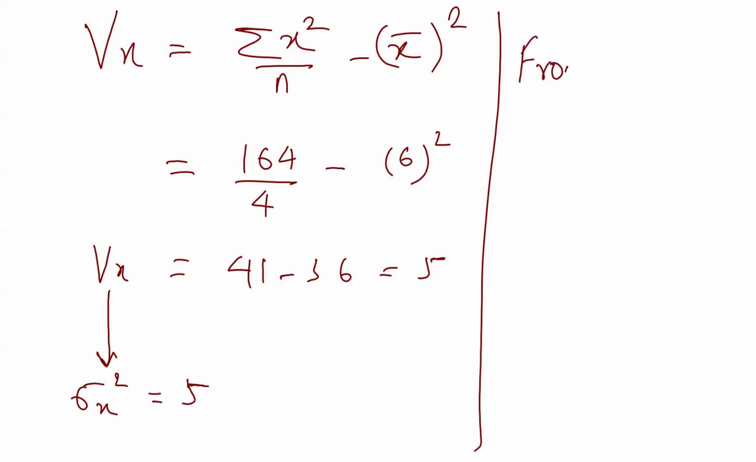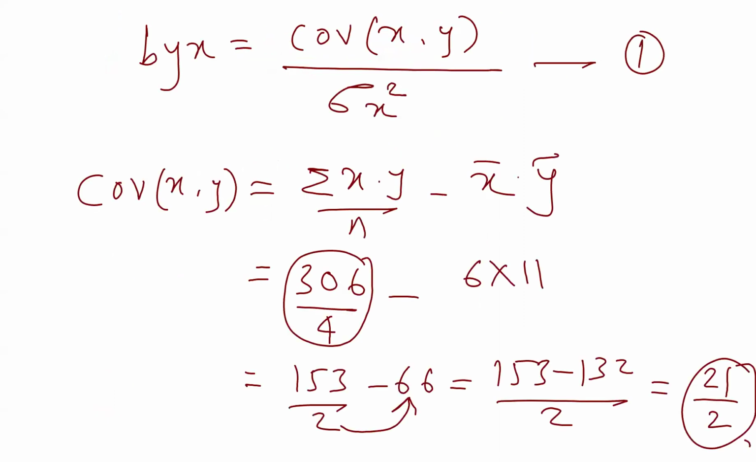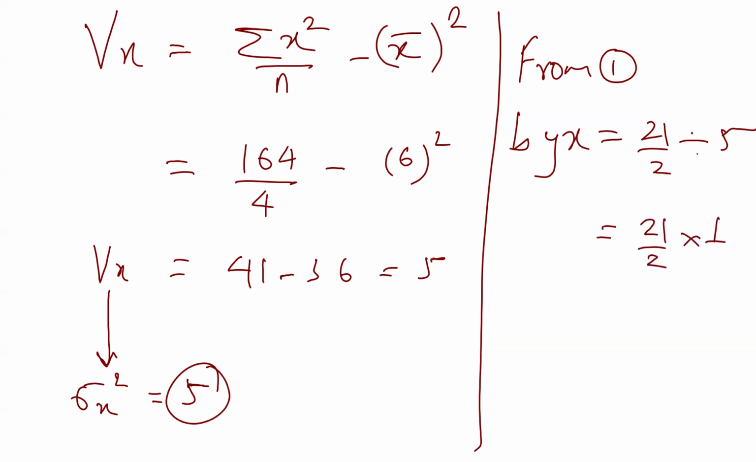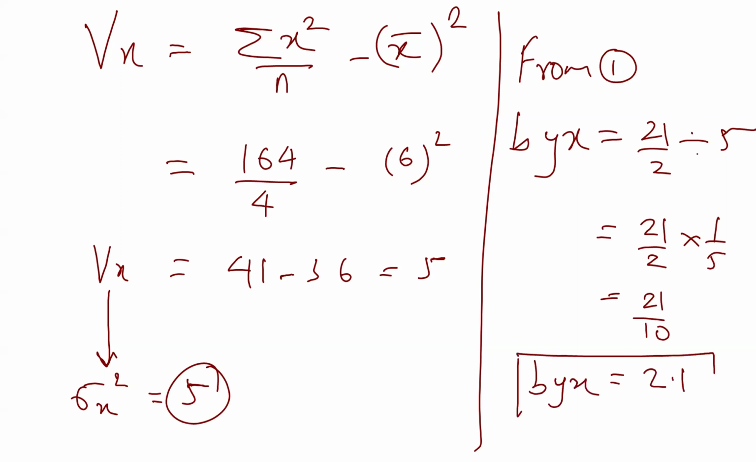Now from equation number 1, I'll take you back to that particular equation. We have calculated both the things. So byx is equal to, putting the respective values, 21 upon 2 divided by 5. So 21 upon 2 into 1 upon 5, 21 upon 10, which is equal to 2.1. That is the value of byx.